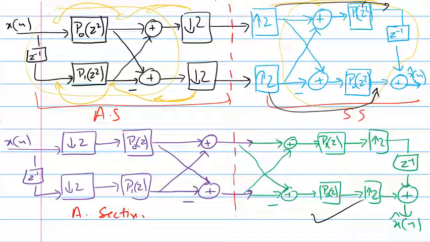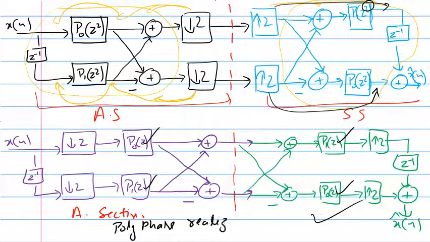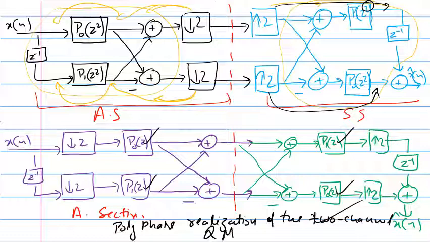So here you can see the power of 2 is now just a power of 1 in this case, if you remember the Noble identity. So that's an efficient polyphase realization of the two channel QMF bank. Okay, so let me write down, this is the polyphase realization of the two channel QMF bank.